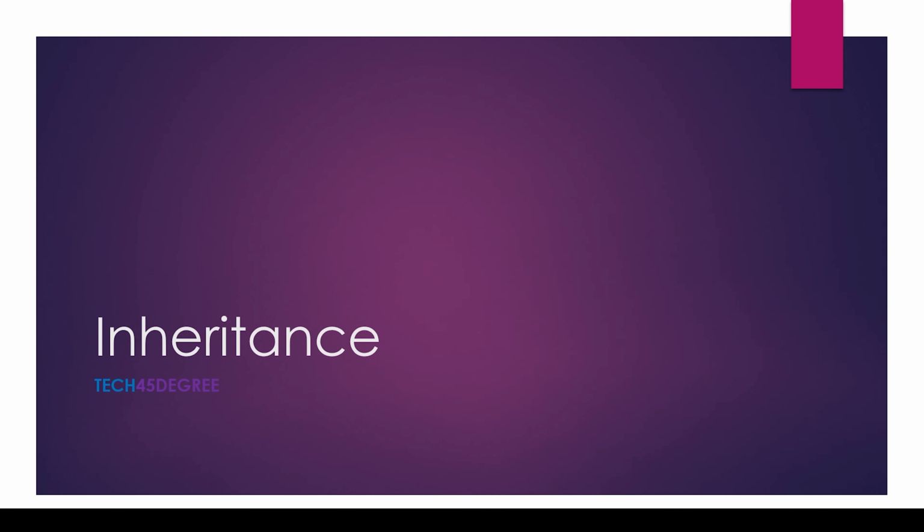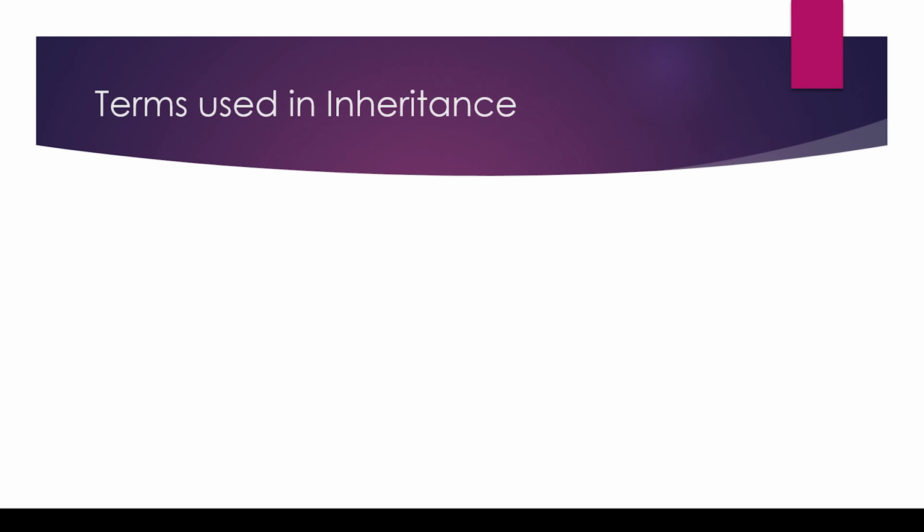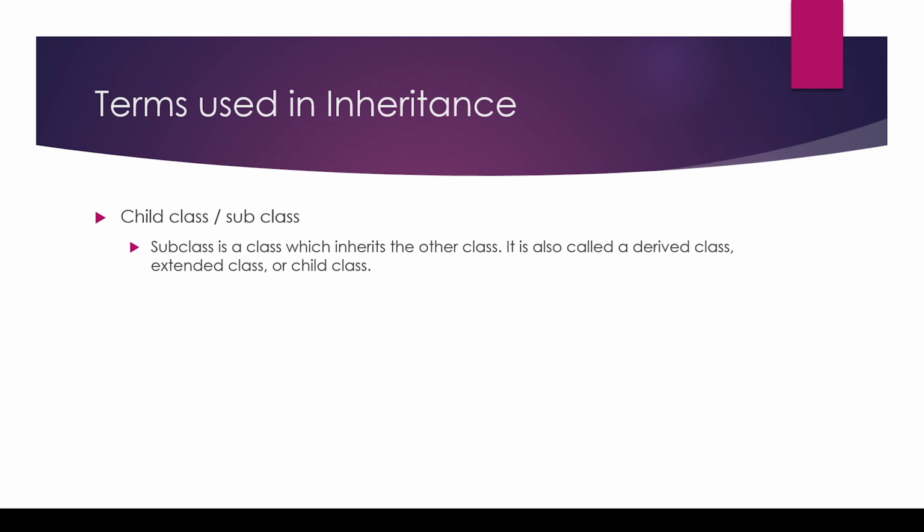So what is inheritance? To understand inheritance, we must know about some of the terms that are used in inheritance. The first term is child classes or subclasses. So what is a child class in inheritance? Child classes are those classes that derive from their parent classes. Basically, child classes or subclasses inherit the functionality from their parent classes.